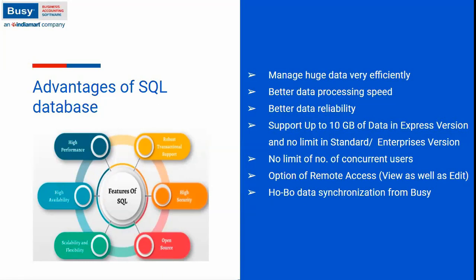So static IP is not needed in every location, meaning it is not needed in the branch. You need the static IP only in the head office. So this HOBO feature will be available in the Enterprise or in the Emerald version, and it will work on the basis of SQL database. So your head office data should always be on SQL if you are using this feature called HOBO data synchronization.